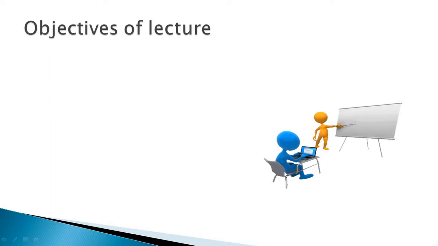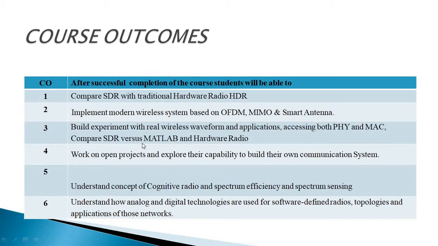Then let us talk about what are the course outcomes. After the successful completion of the course, students will be able to compare SDR with the traditional hardware radio, that is HDR, then implement modern wireless systems based on OFDM, MIMO and smart antennas, build and experiment with real wireless waveforms and applications accessing both PHY and MAC, compare SDR versus MATLAB and hardware radio.